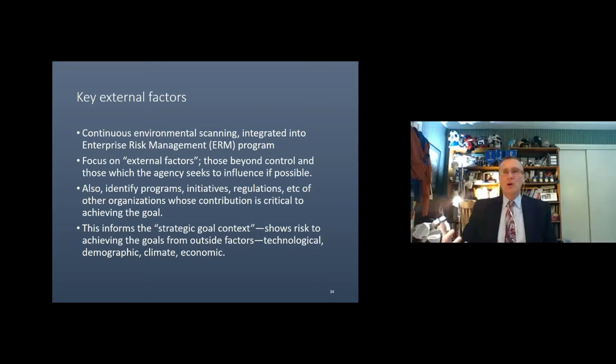Who do we need to work with, or who do we need to have something done that can either help us achieve our goal or can hinder us? Either we can leverage them, or we can seek to minimize any negative impact that they may have. The enterprise risk management, perhaps we'll have a separate session on ERM at some point in seminars going forward. ERM in a public sector situation is absolutely vital to making sure that we're focusing on the key external factors here.